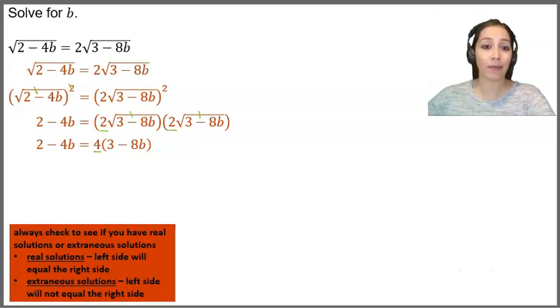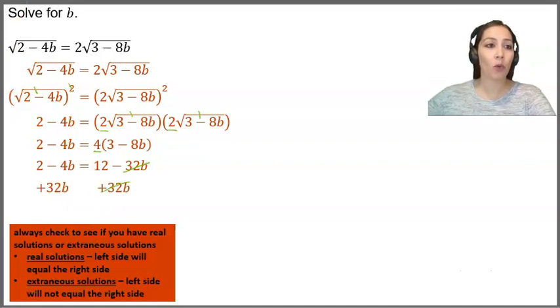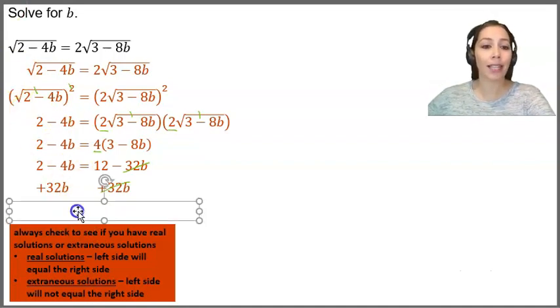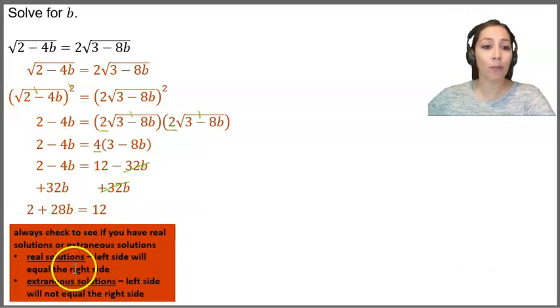Now from here, I'm going to go ahead and distribute this 4 to the 3 and then the 4 to the negative 8b. So I have 2 minus 4b equals 4 times 3 is 12. 4 times negative 8b is a negative 32b. Now I'm going to go ahead and solve for b. So I'm going to move my b's to one side and my numbers to the other. I'm going to start by adding 32b to the other side. When I do that, the 32b's will cancel out on the right, and I get 2 plus negative 4b plus 32b is a 28b equal to 12.